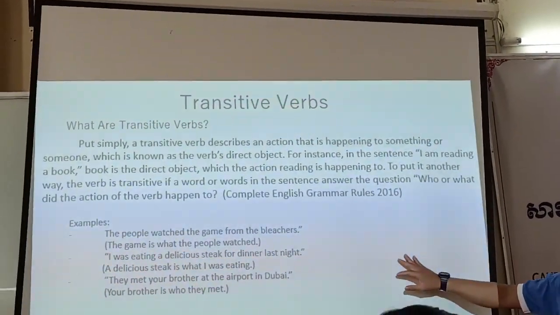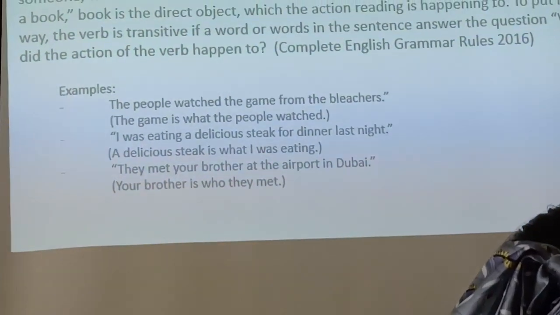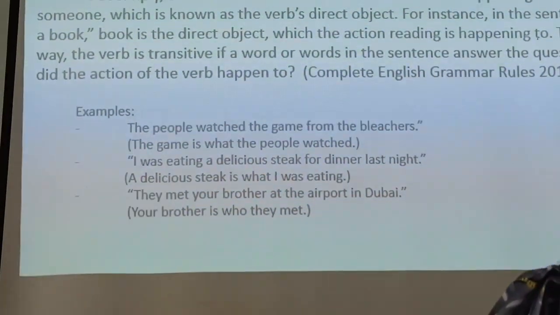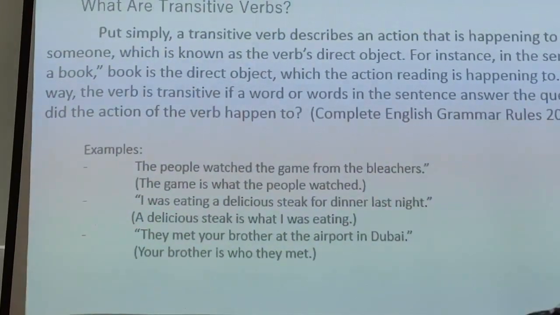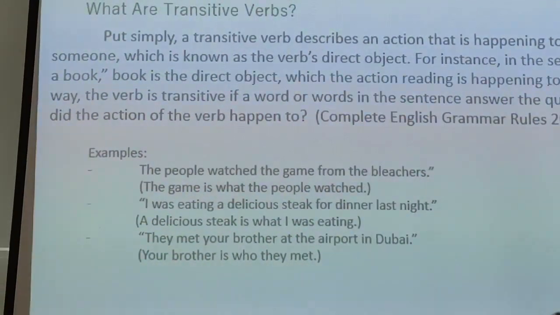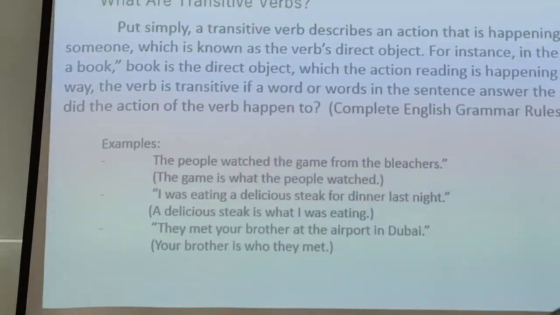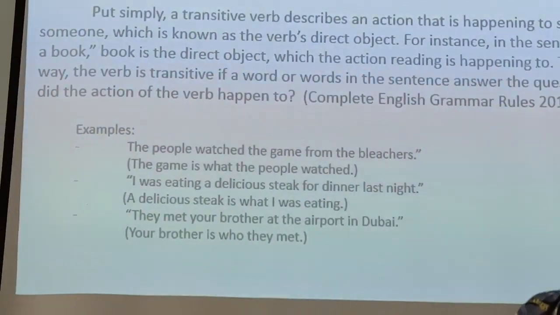Let's see these examples below. The people watch the game from the lectures. The game is what the people watch. I was eating a delicious steak for dinner last night. A delicious steak is what we are eating. We met your brother at the airport in Dubai, so your brother is the direct object here.